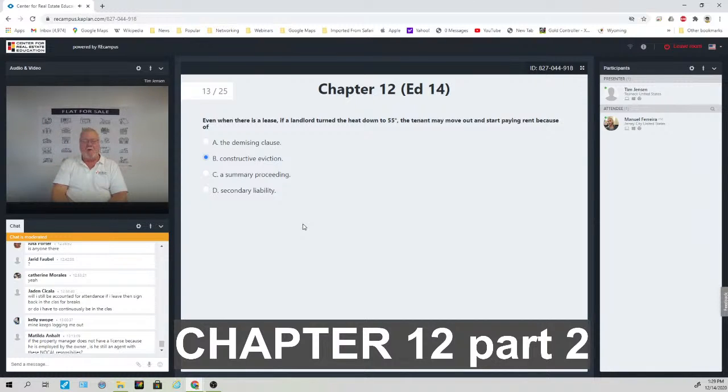We're still on 13. Even when there is a lease, if a landlord turned the heat down to 55 degrees, the tenant may move out and stop paying rent because of, and 74% of those respondents answered correctly B, constructive eviction. That is correct.